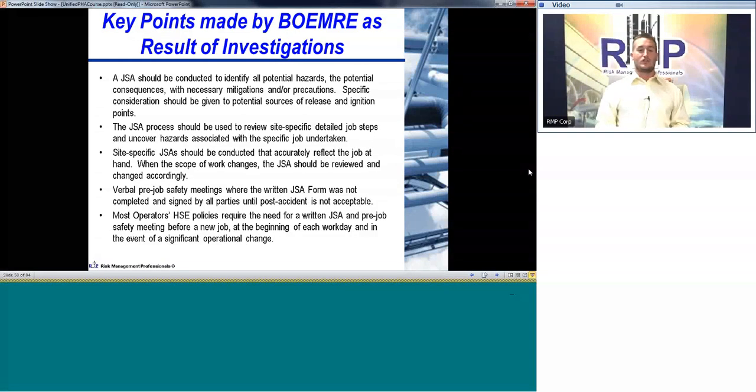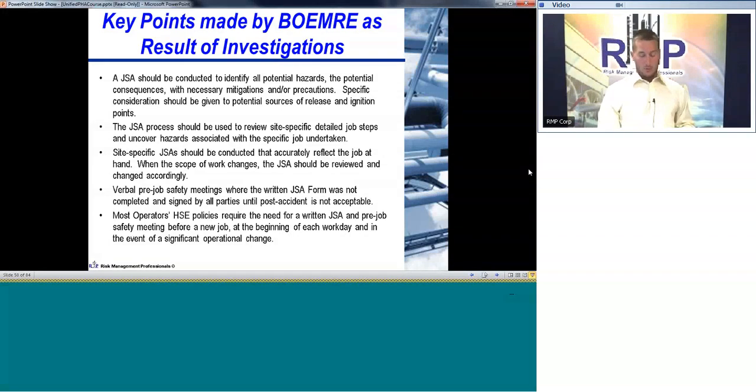Specific consideration should be given to potential sources of release and ignition points. Those are probably bigger points, especially on a platform. Always pay specific attention and more detail to sources of ignition. This also, I want to bring up that you can, once again, use an existing JSA for an operating procedure. However, you do want to review it, and you want to ensure that the steps, the hazards, and the controls are still acceptable for the job at hand.